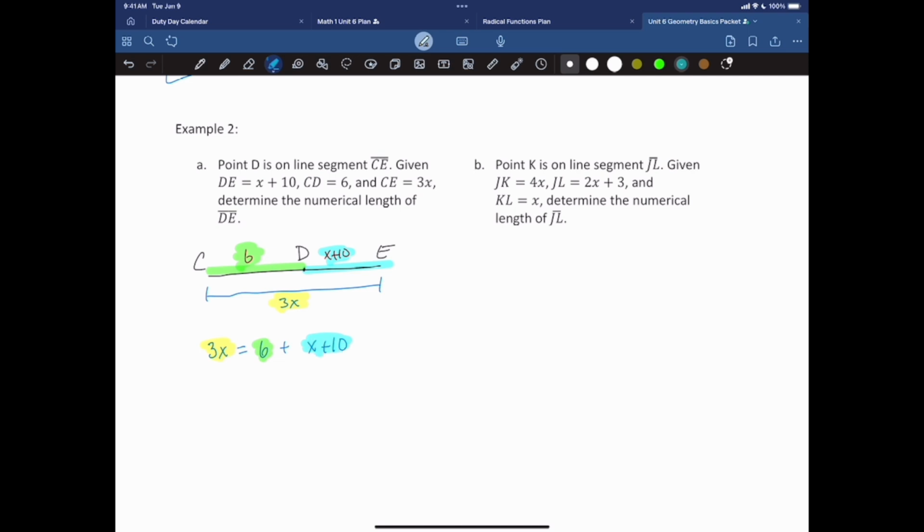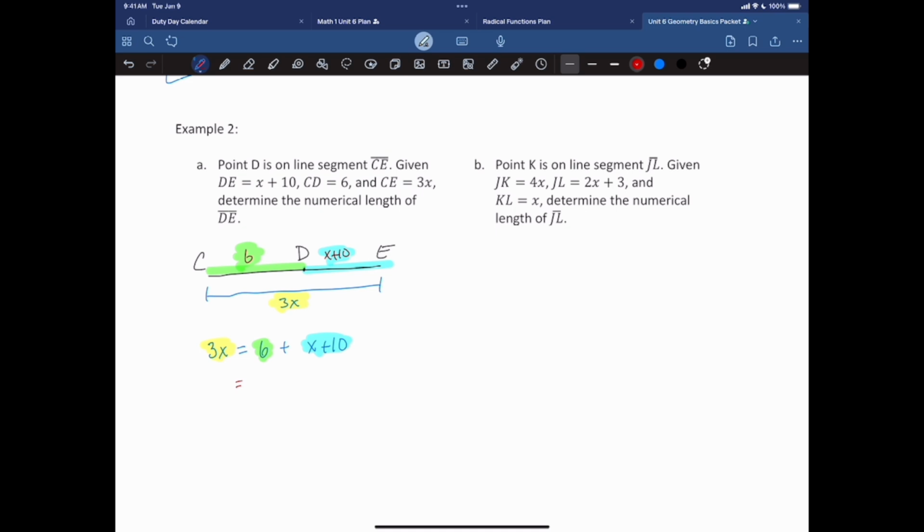Okay. Solve for x. And then once we have x, we're going to plug it into the part that we're looking for. In this question, it's asking to determine the numerical length of DE. It's not asking for x. If you write x, you're going to get marked wrong. It's asking for the actual length of our segment here. So let's start by solving for x.